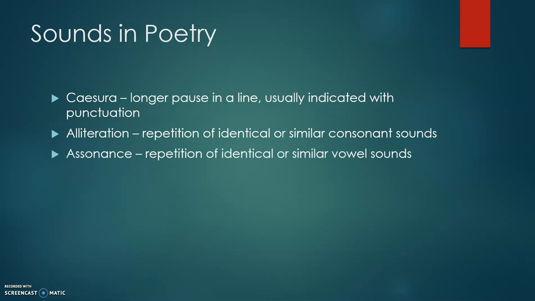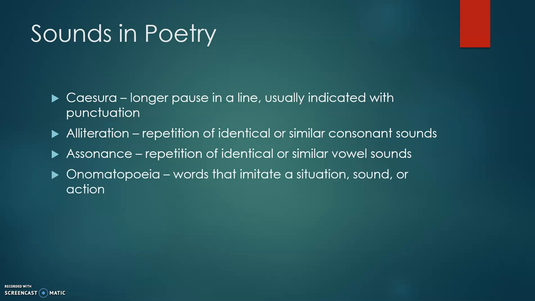The opposite of alliteration, of course, is assonance, and that would be the repetition of vowel sounds. In "more to lull him in his slumber soft," we have a lot of rounded vowel sounds, and so that would be an example of assonance.